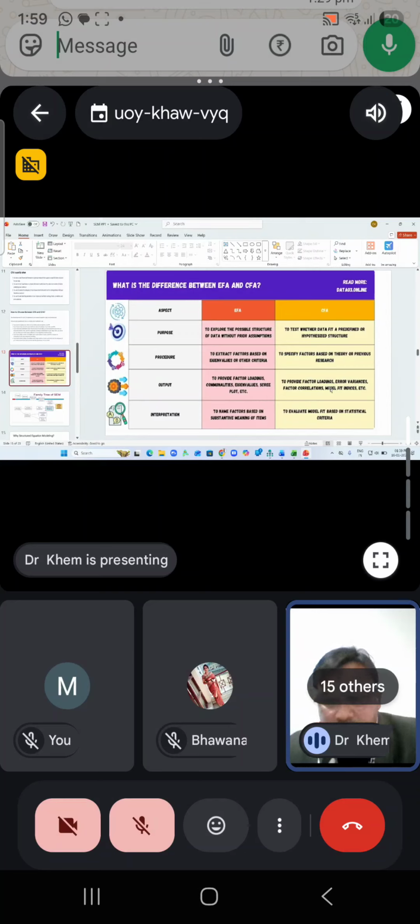Model fit means we are talking about our conceptual model, which is already tested, and whatever we find out with the help of our data, we make the balance, and we find out whether these two models are fit or not. If it is fit, very fine. If it is not fit, we again do work on that.